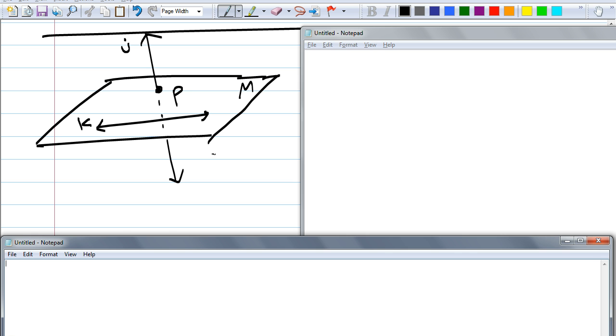Line K intersects line J. How many people agree with that? Line K and J intersect.